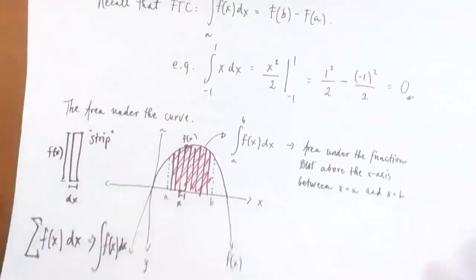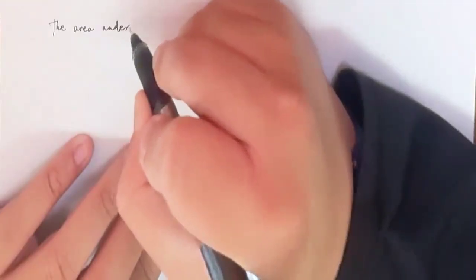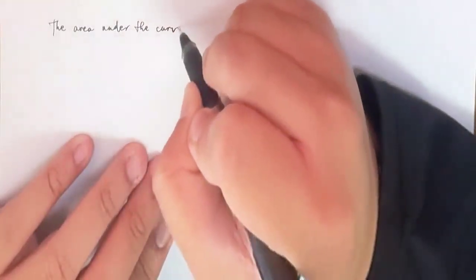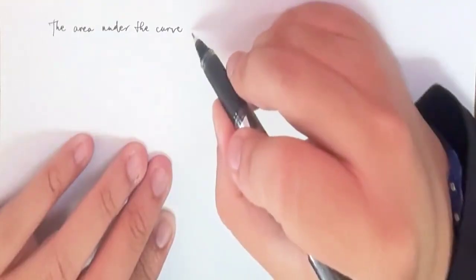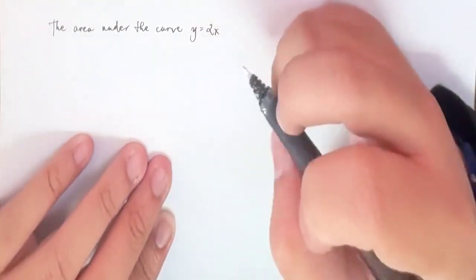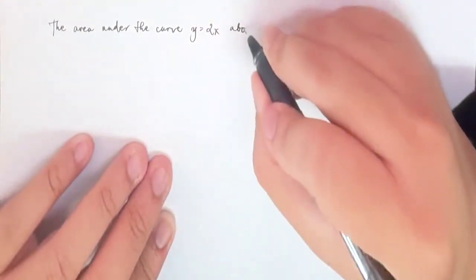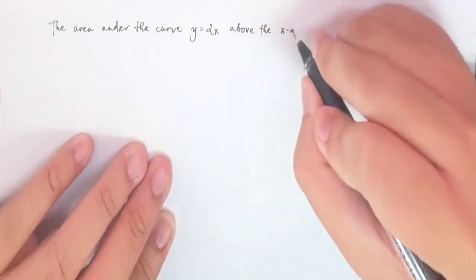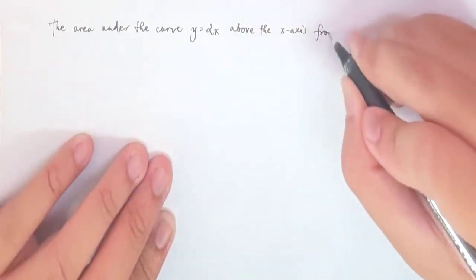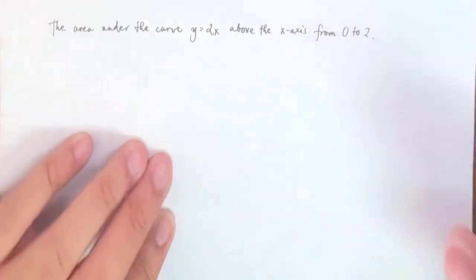Let's have an example. Say we want to find the area under the curve y equals 2x above the x-axis from 0 to 2.